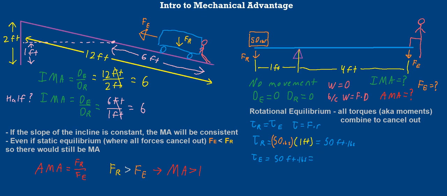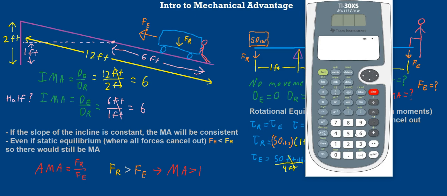And we can set that equal to our force effort, which we don't know, our FE, multiplied by our radial distance for our force effort and our torque effort, which is 4 feet. And then it's just a simple algebra equation to solve for our force effort. We'll just divide by 4 feet on both sides. And so feet cancel out on the left, and 4 feet completely cancel out over here, and we're left with 50 divided by 4.